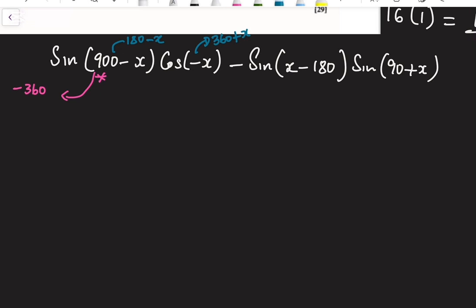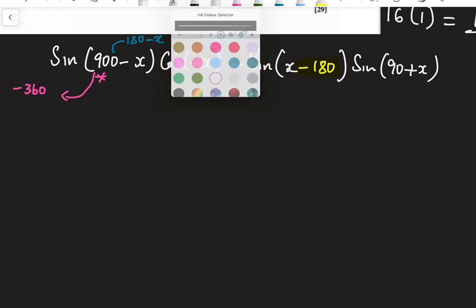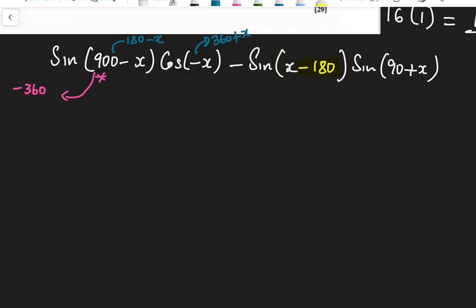And then again, this one is a negative angle. We see that 180 is negative. So if you have a negative angle, you must add 360. If we add 360 from this negative 180, so now this is the same as 180 plus x. And then now we can reduce.